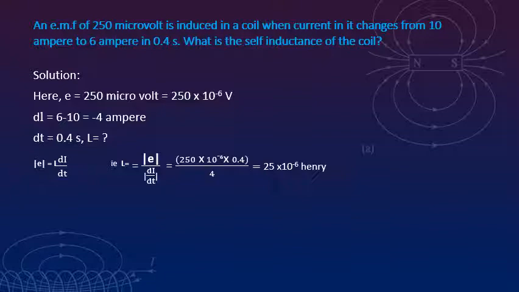Therefore, by substituting, we get L is equal to E is replaced by 250 into 10 raised to minus 6 divided by modulus of di by dt is replaced by 4 divided by 0.4. So, on solving, we get L is equal to 25 into 10 raised to minus 6 Henry.